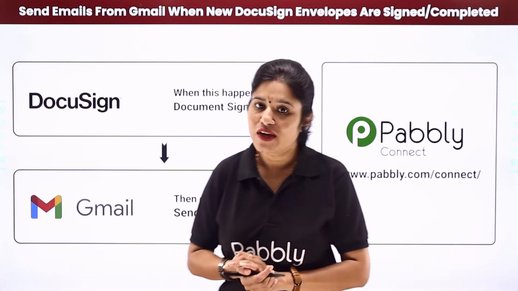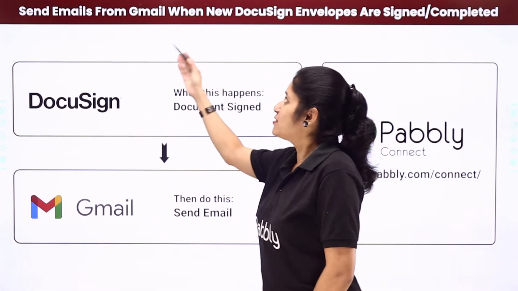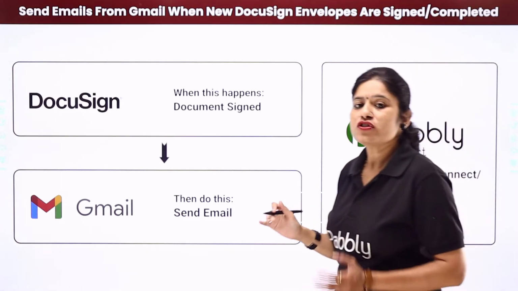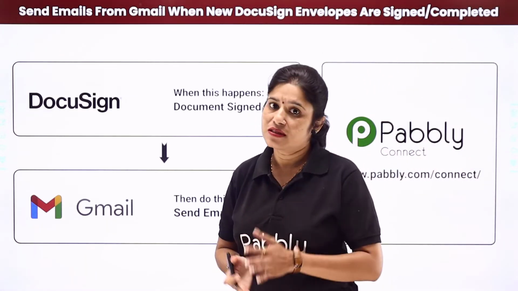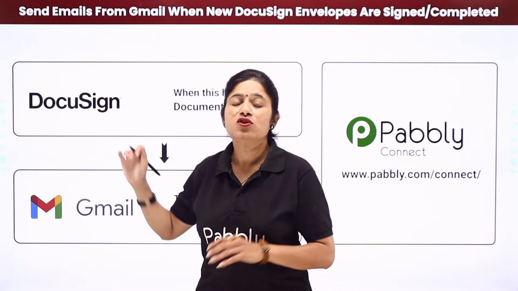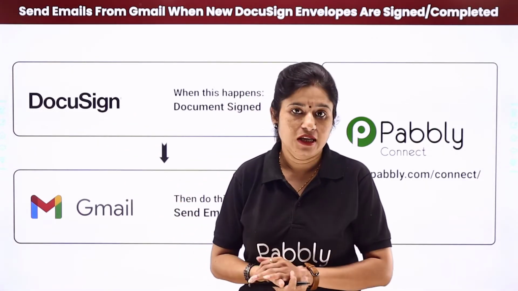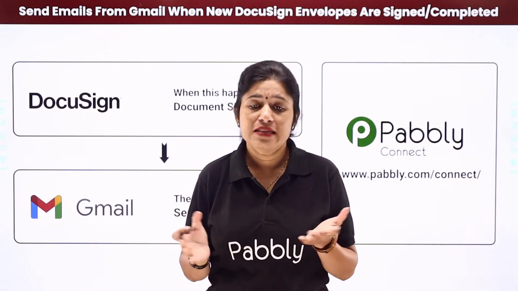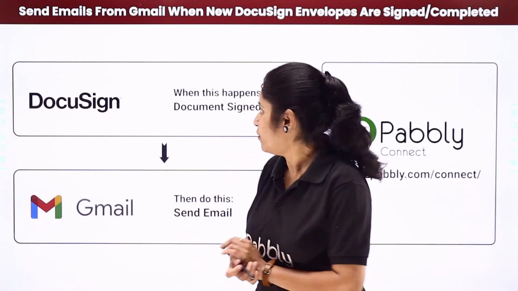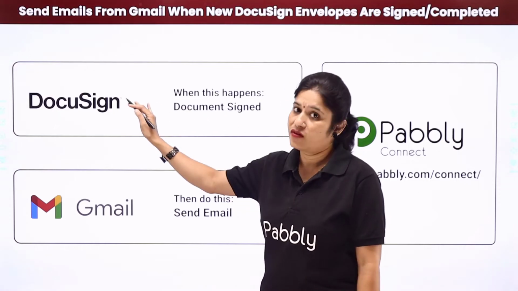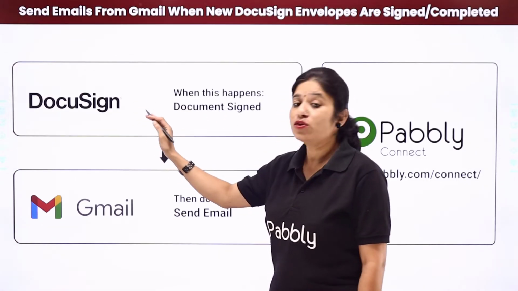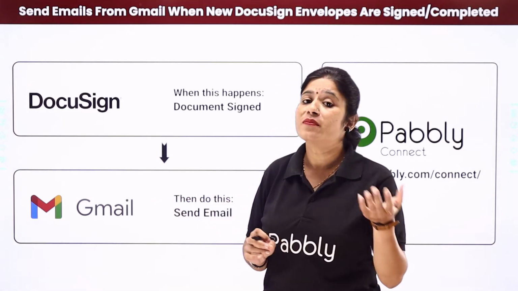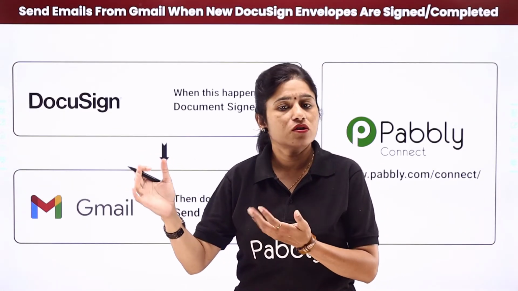In this video, we are going to learn how you can send emails from Gmail when new DocuSign envelopes are signed or completed. So let's take an example that you are a business owner who uses DocuSign to get your business documents signed digitally, like business proposals, offers or agreements, etc. Now you want that whenever a new document is signed by the recipient, automatically you should receive a mail on your Gmail stating that this particular offer or the business proposal is signed by the recipient or the user.